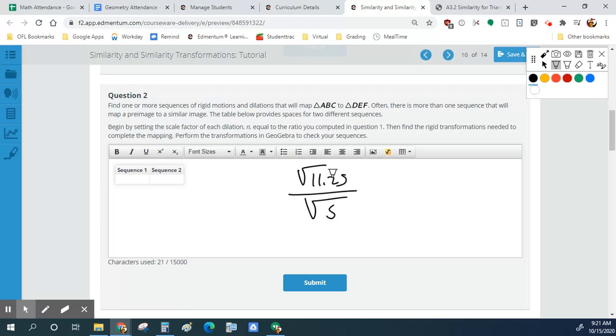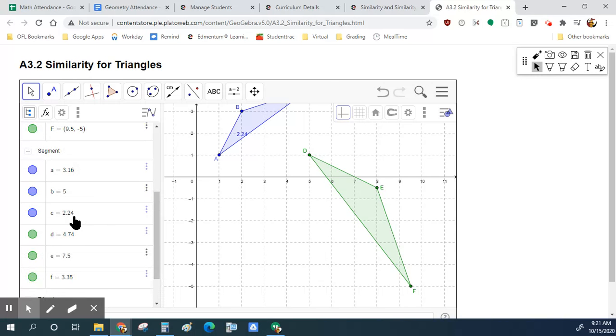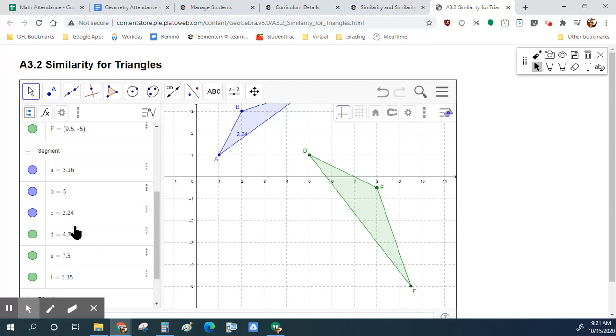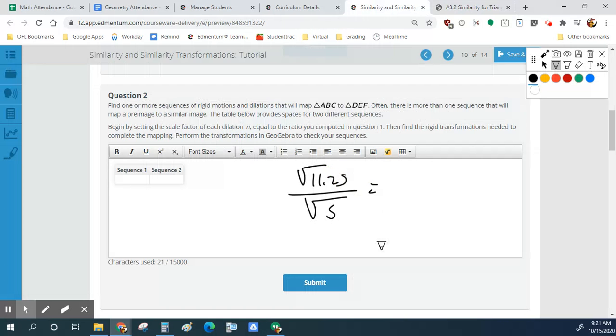Now, because these are roots and it's going to be really hard to put in as a scale factor, we're just going to use the numbers they gave us here. So what was it? 2.25 and what was the other one? Oh, 3.25. So 2.24 divided by, or new versus old, 3.35 divided by 2.24. Is this kind of making sense, guys? Like how I'm doing this? Anybody lost?